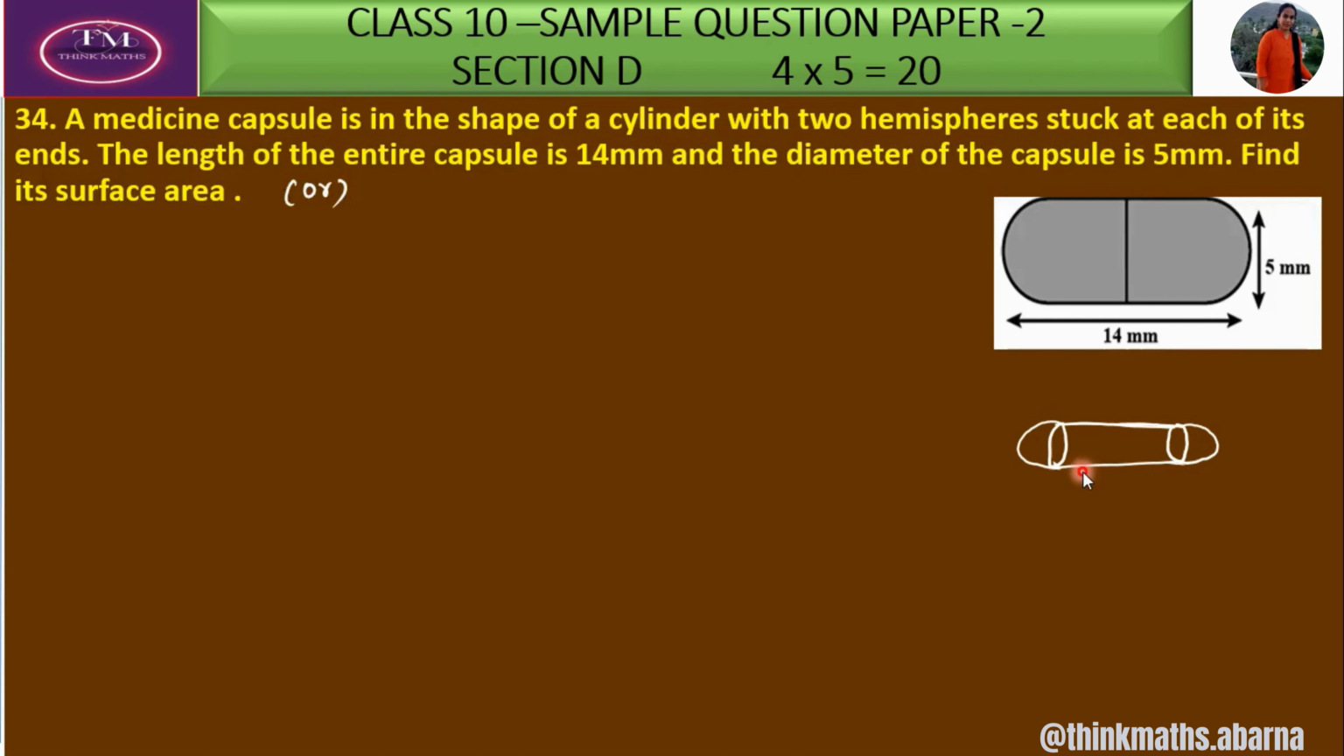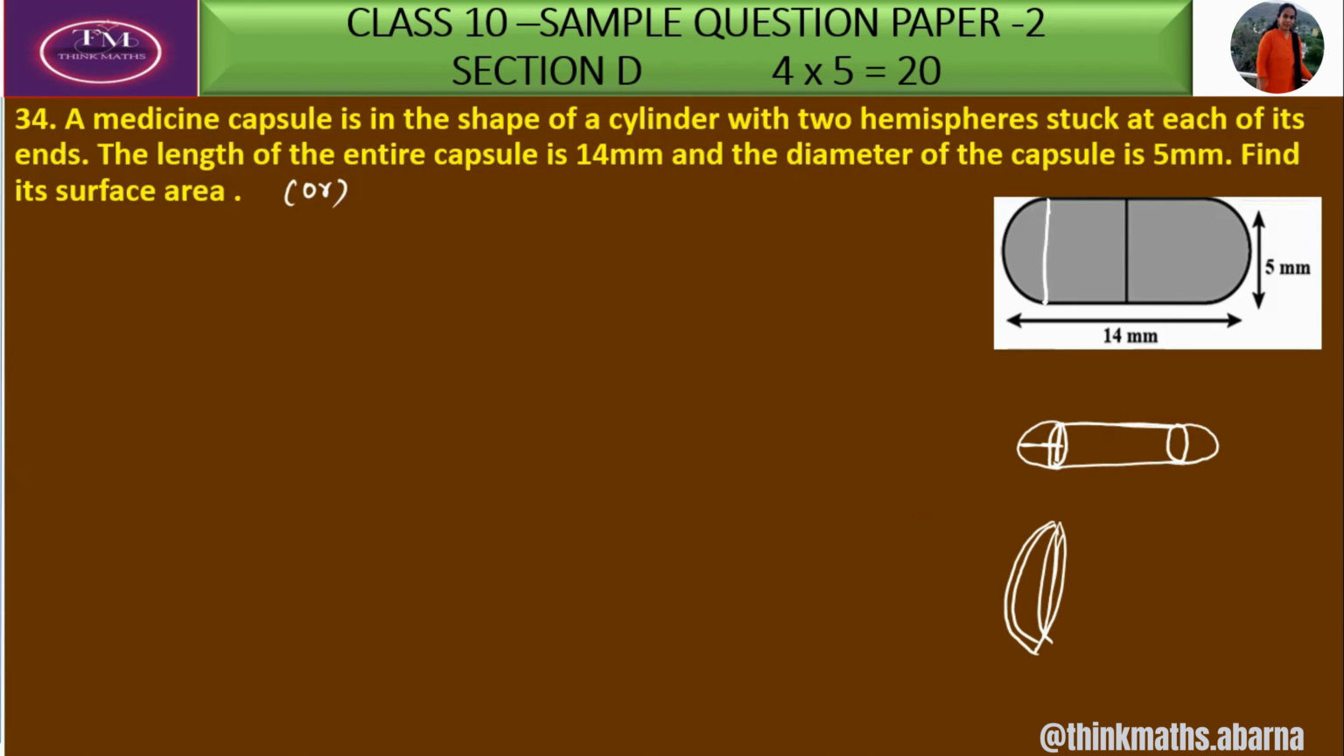Now we have to find out the surface area, total surface area. So in this hemisphere, the diameter is given as 5 millimeter. Okay, children. So we have to find out the radius. So radius will be half. So diameter is 5 millimeter means the radius will be half. So it is 5 by 2.